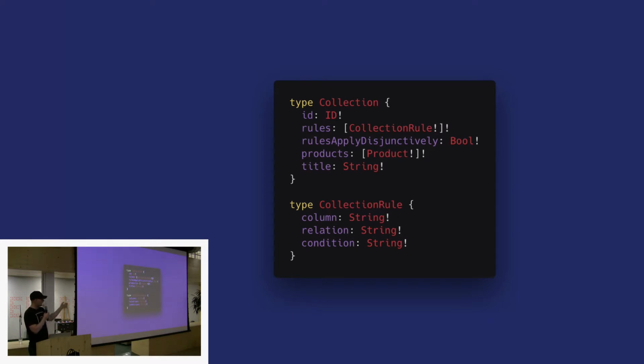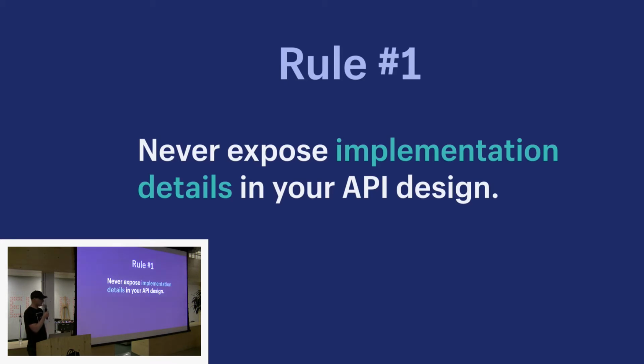And when you design around implementation details, like say the database tables or the class inheritance, you get stuck if the requirements change. If in the future, say we wanted a manual collection which also had an automated rule, we'd be stuck. Our design couldn't handle that. So not only is this simpler, it's a little bit more flexible. And this leads to our first rule. Never expose implementation details in your API design.